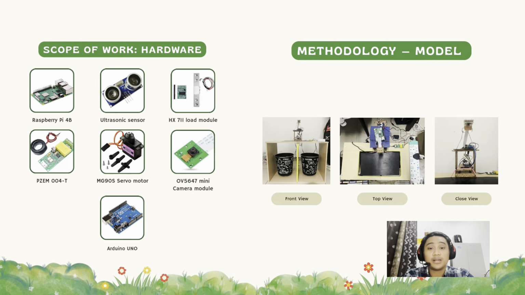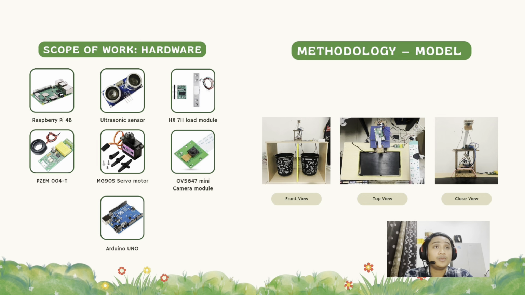Next, let's move to the hardware. These are all the components and sensors that are being used in this project. On the right side is the model. As we can see in the front view, there are two dustbins for recyclable and non-recyclable waste.